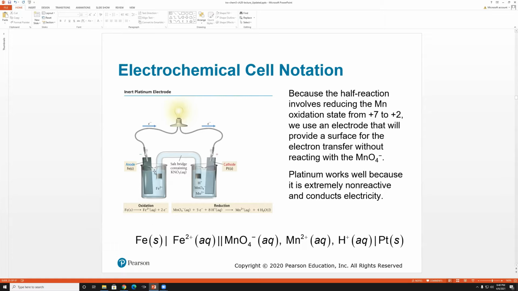So here we have on the left side, on the anode side, iron is being oxidized to iron 2+. And that's going to be Fe, single barrier, which means Fe solid, single barrier, Fe2+ aqueous, meaning that's the oxidation that occurs. Then we have our double line, which means we have a salt bridge. And then on the reduction side, we have the permanganate ion, manganese 2+. And then we have hydrogen. And then we have platinum as the cathode metal.